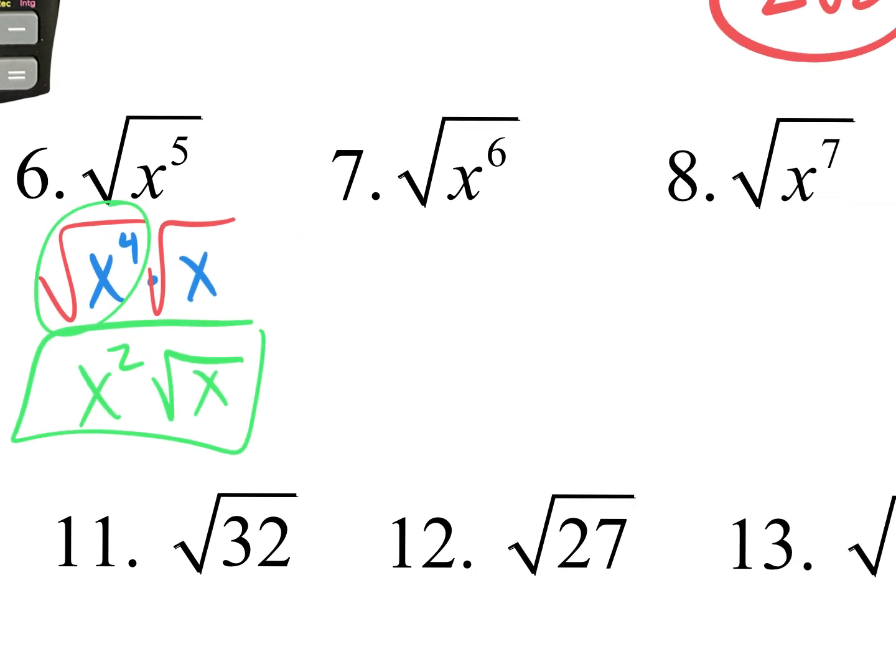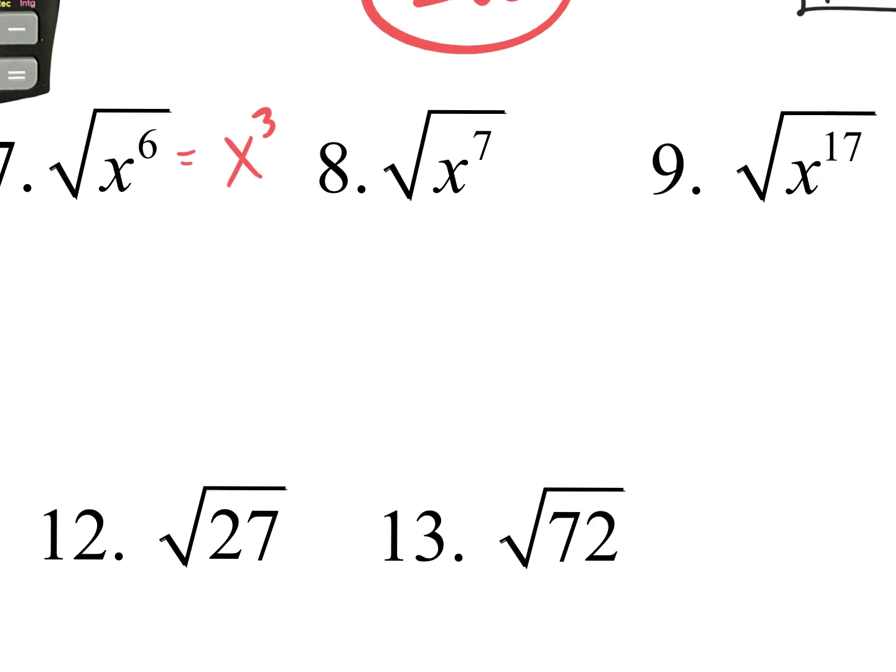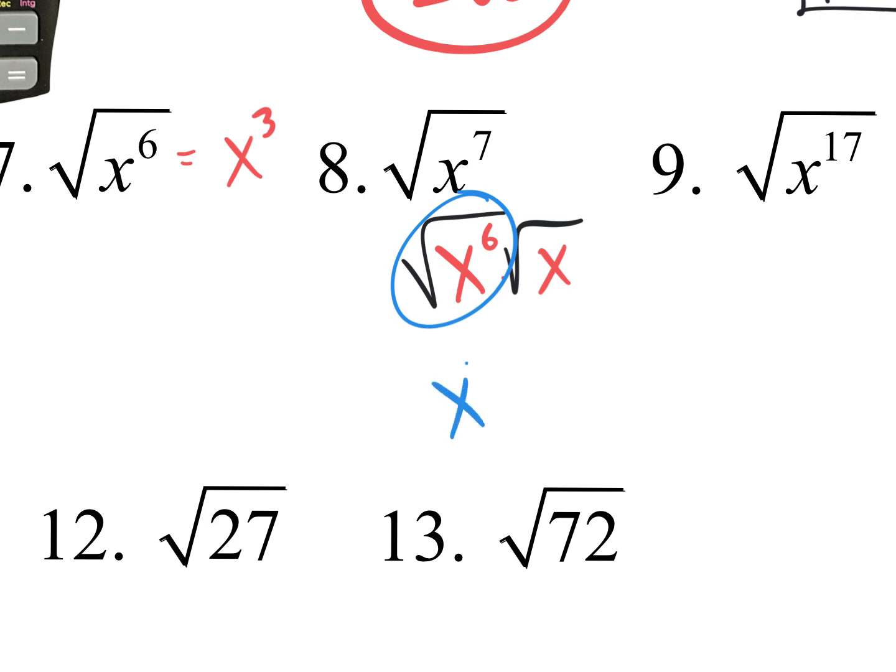How about number 7? What's the answer there? X cubed, or x to the 3rd. Yep, that's it. How about number 8? That's not an even power, so you're going to rewrite it with multiplication. How are we going to rewrite it? X to the 6 times 1 more x, and then you could split the root now, and now you could do the square root of x to the 6th, which is what? X to the 3, and then bring down the square root of x, and there's your answer.